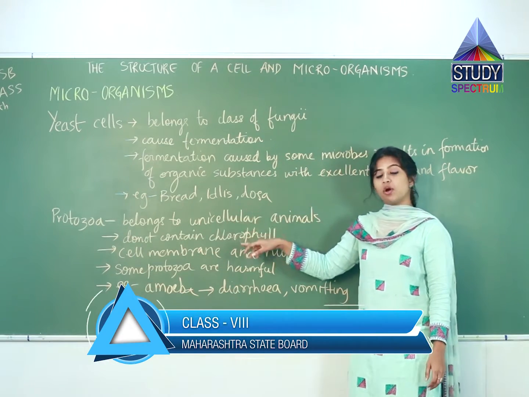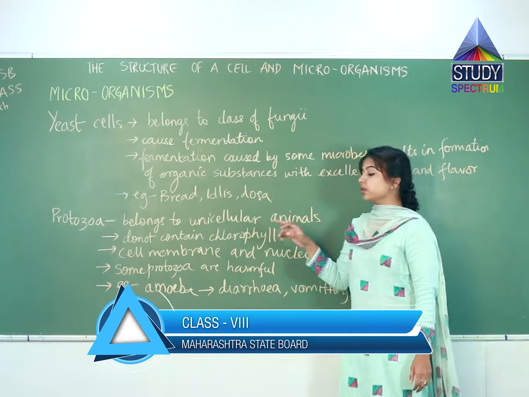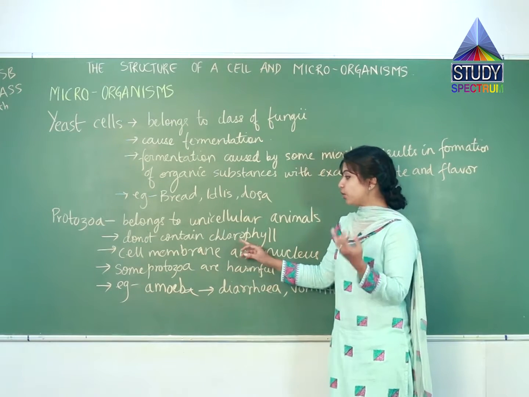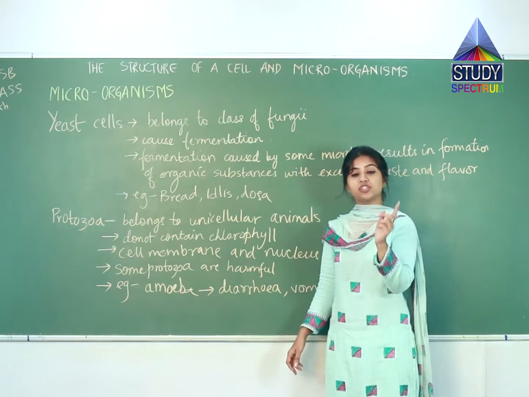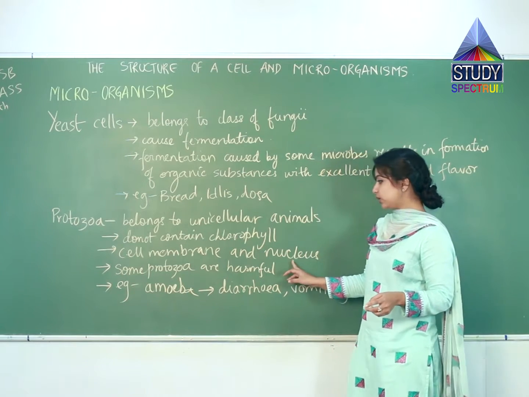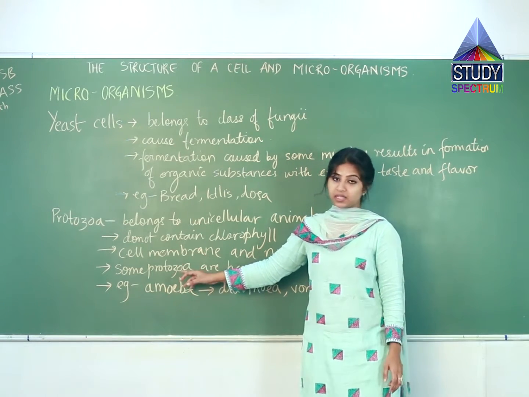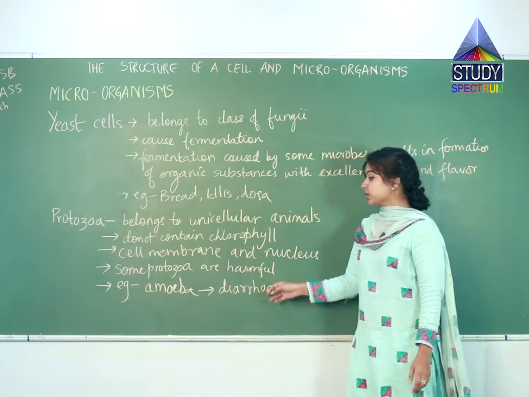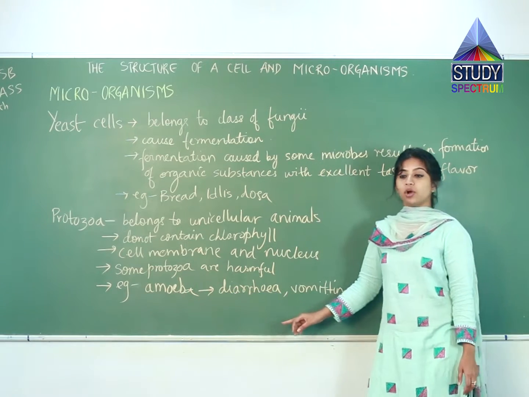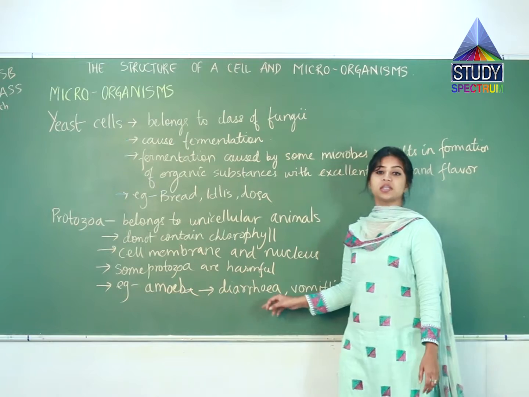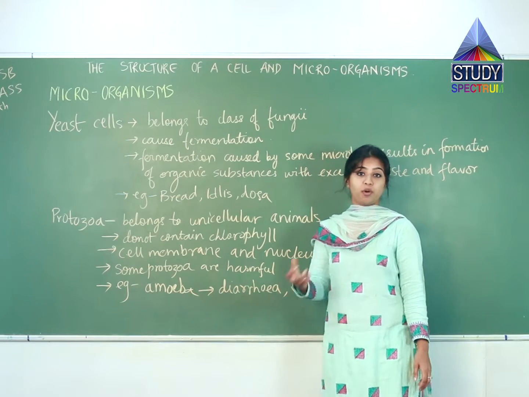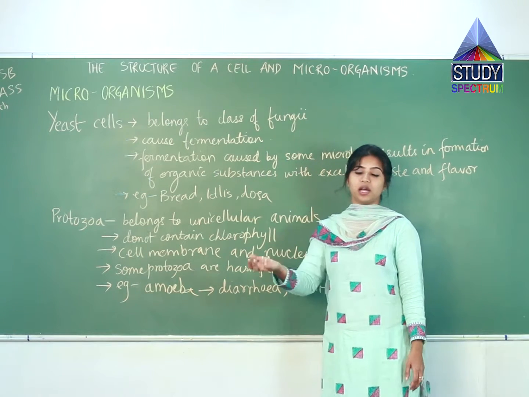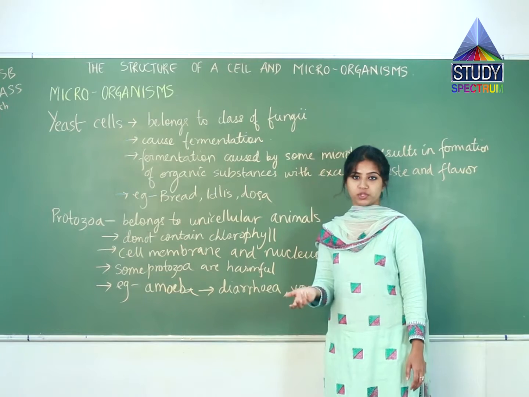Now protozoa belong to the unicellular animals. Unicellular animals means they have just one cell, and they do not contain chlorophyll. Instead, they contain one nucleus, which is surrounded by the cell membrane. There are certain protozoa that are harmful, like amoeba. Amoeba can cause diarrhea and vomiting once it enters your intestine and infects your body. Since it does not contain chlorophyll, it is dependent upon other sources for its nutrition.